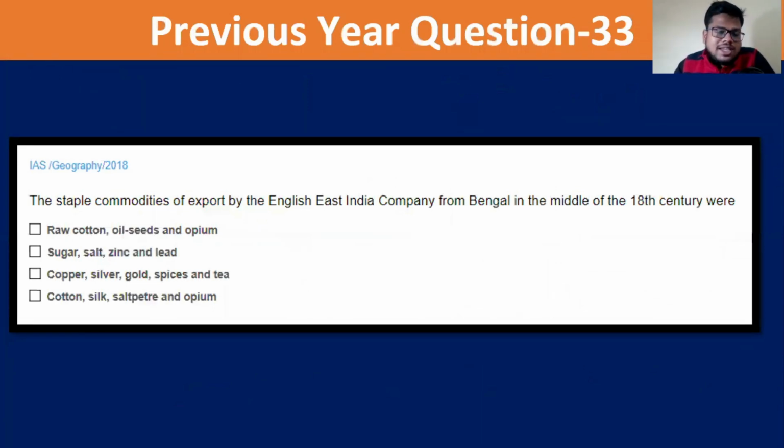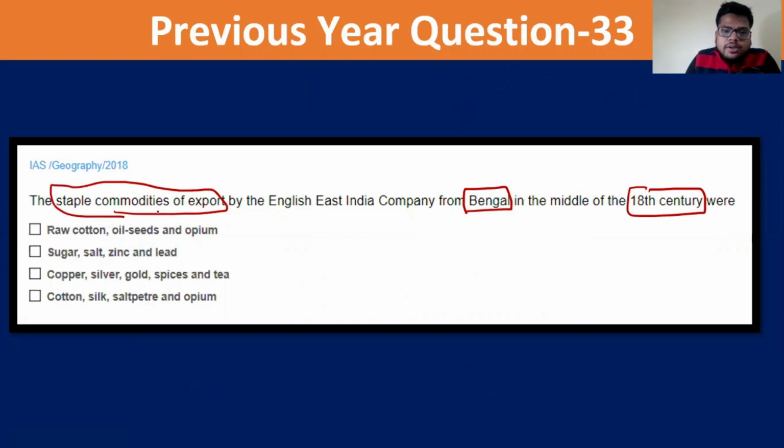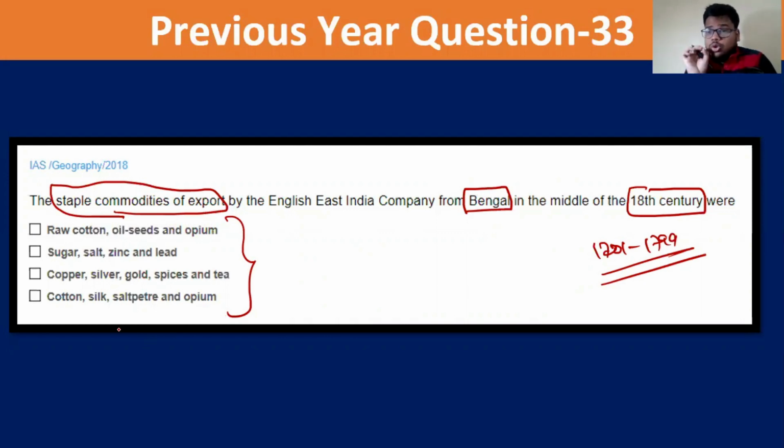The first question is, the staple commodities of export of the East India Company from Bengal in the middle of the 18th century were. So the commodities which were exported from Bengal in the 18th century, means 1701 to 1799. Now see the options: raw cotton, oilseed, opium; sugar, salt, zinc, lead; copper, zinc, gold; spice, tree cotton, silk, saltpeter, opium. It's a good question.